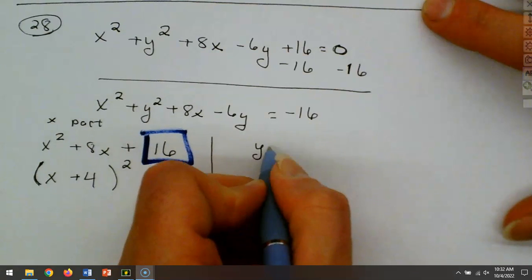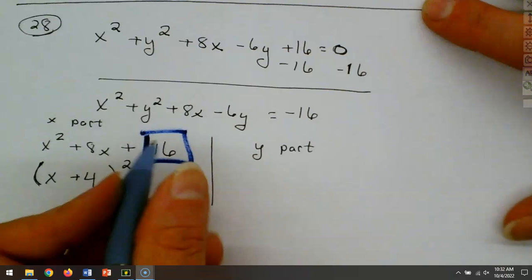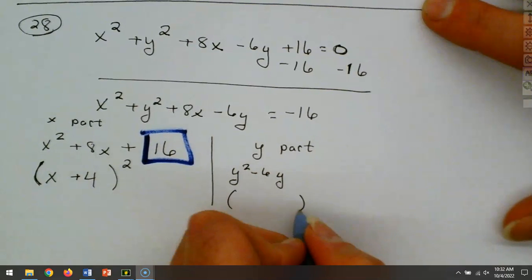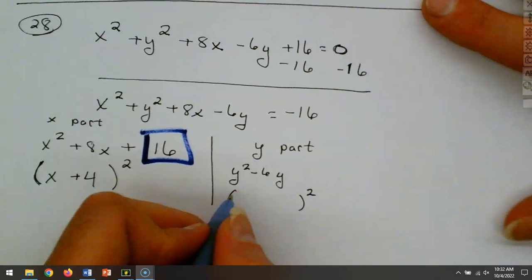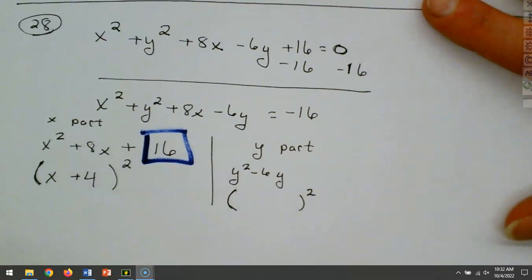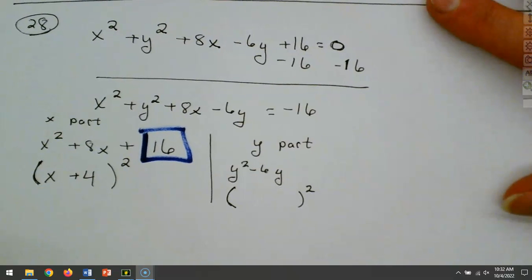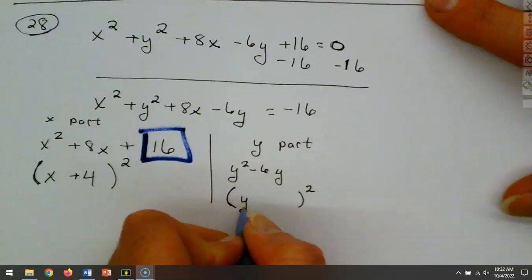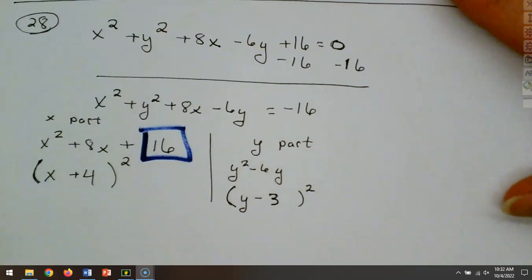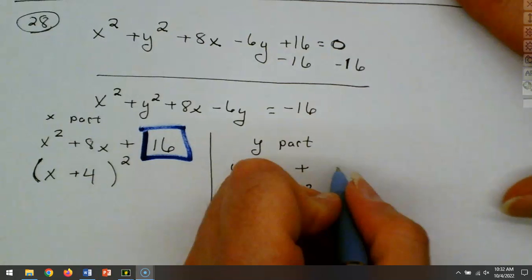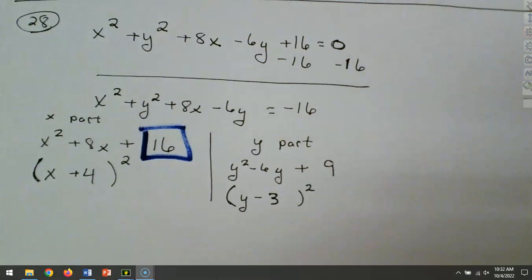Now, what about the y part? That's y squared minus 6y. So what do we do? Half and square. What's half of a negative 6? Negative 3. And negative 3 squared becomes a positive what? 9. Almost done.